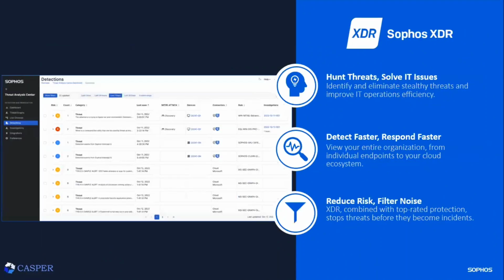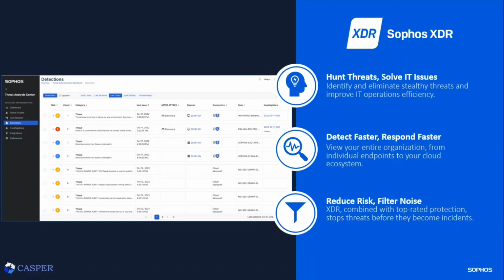Then also the Sophos XDR, threat hunting, solve IT issues. Because of the amount of data that we have to deal with, sometimes it's overwhelming for IT administrators or IT managers to manage all this data at once. So this XDR helps us filter the important data. It makes it easy for the IT team to understand the data and identify the ones that need to be treated as urgent, and also detect faster and respond faster.